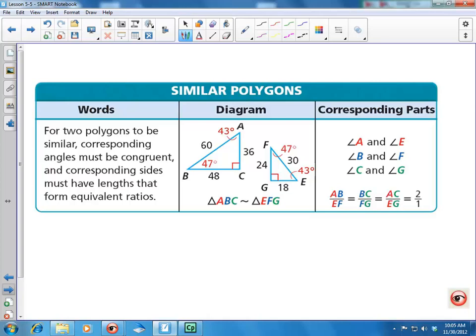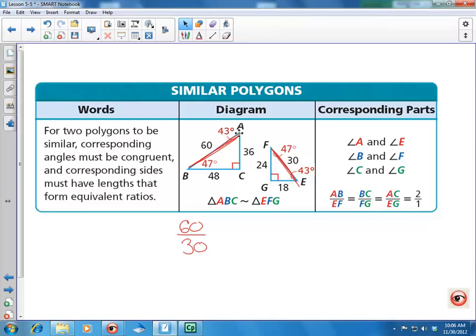Then our corresponding parts, it tells us that angle A equals angle E, angle B equals angle F, angle C equals angle G, and then it gives us all of these fractions right here. What do those fractions mean? Well, let's take a look. This first one right here, AB, it's talking about this side right here. It's saying side AB, which is 60, and side EF, which is this side on this triangle right here, those are our corresponding sides, is 30.